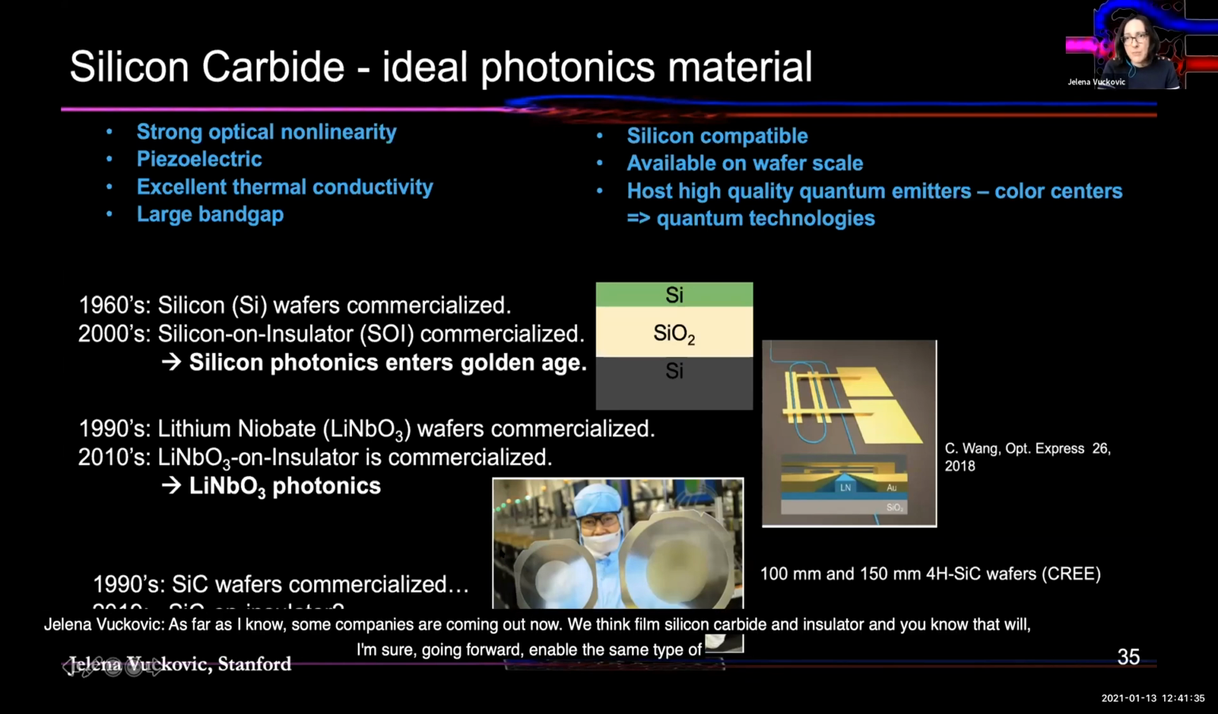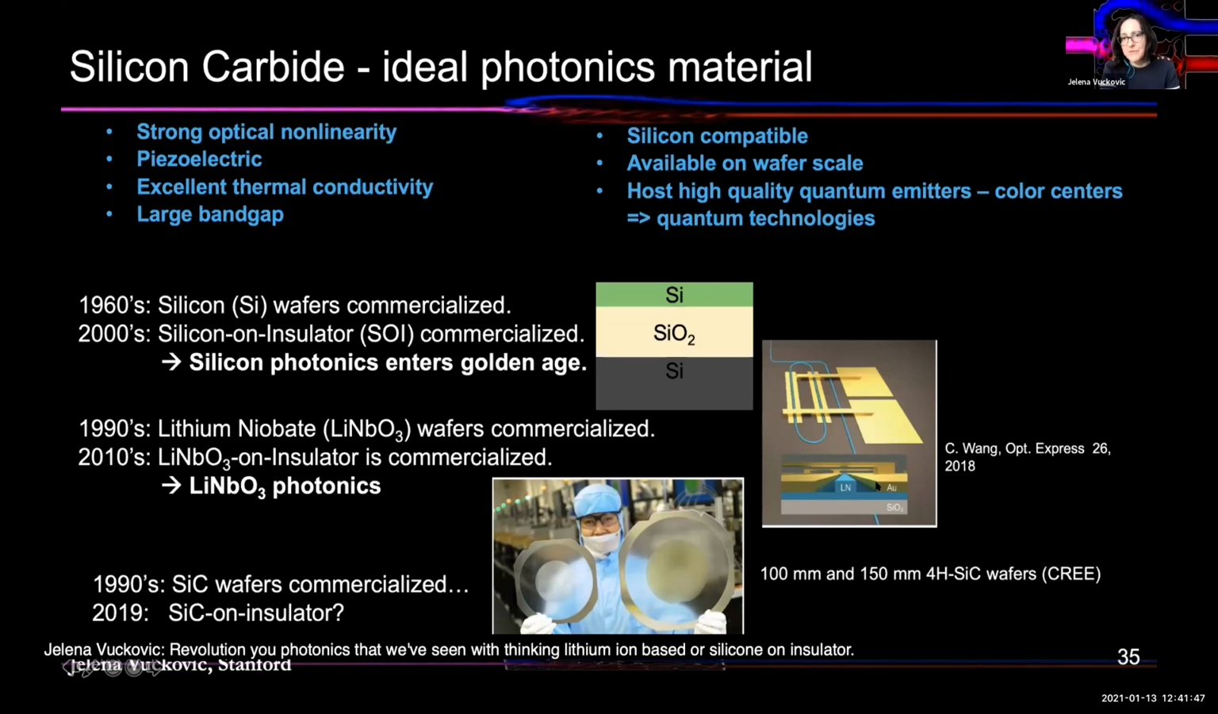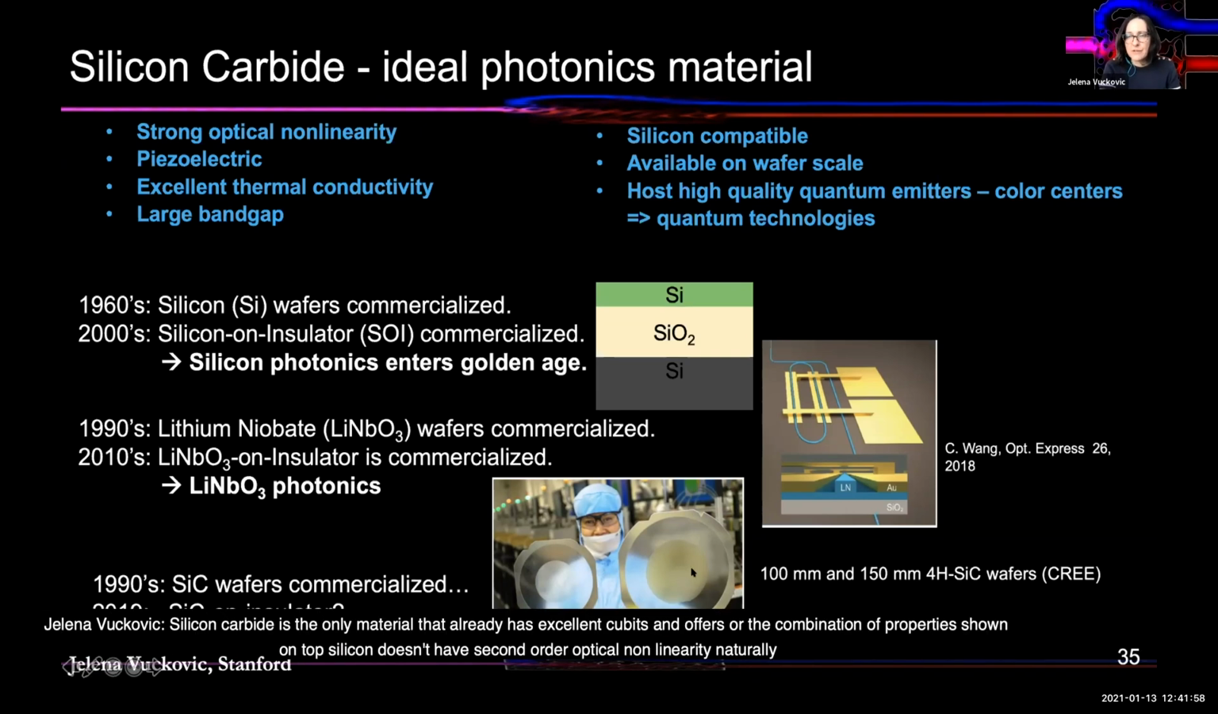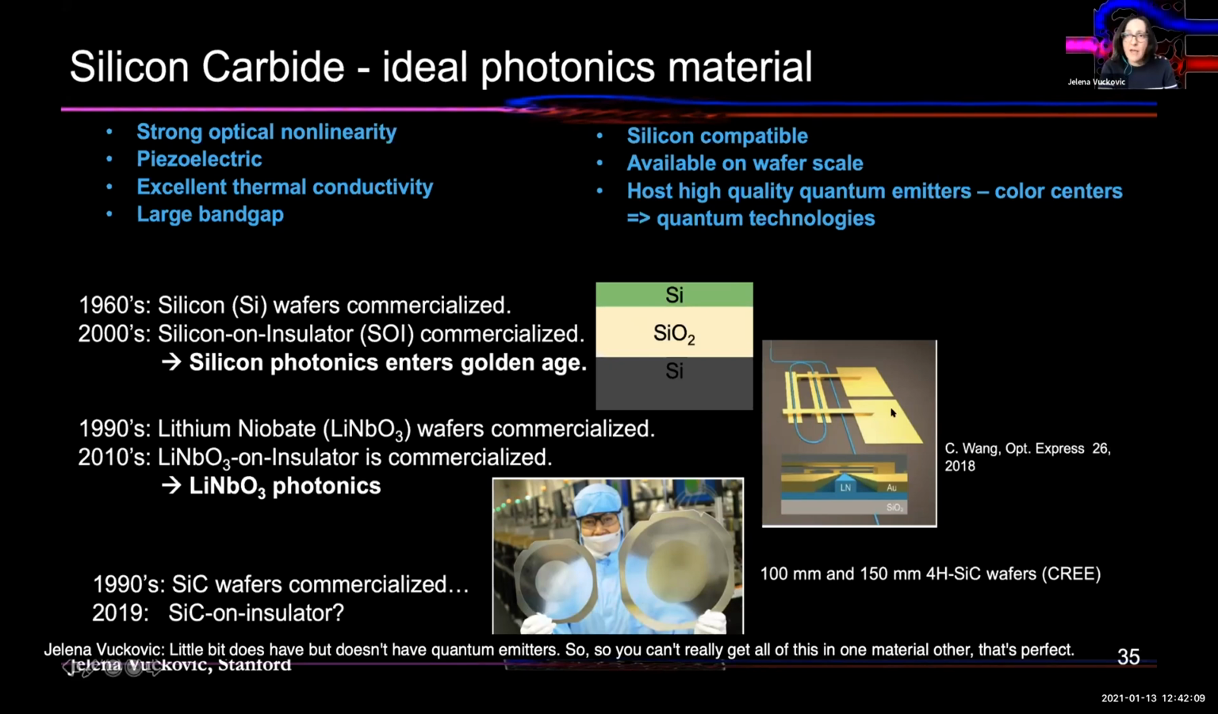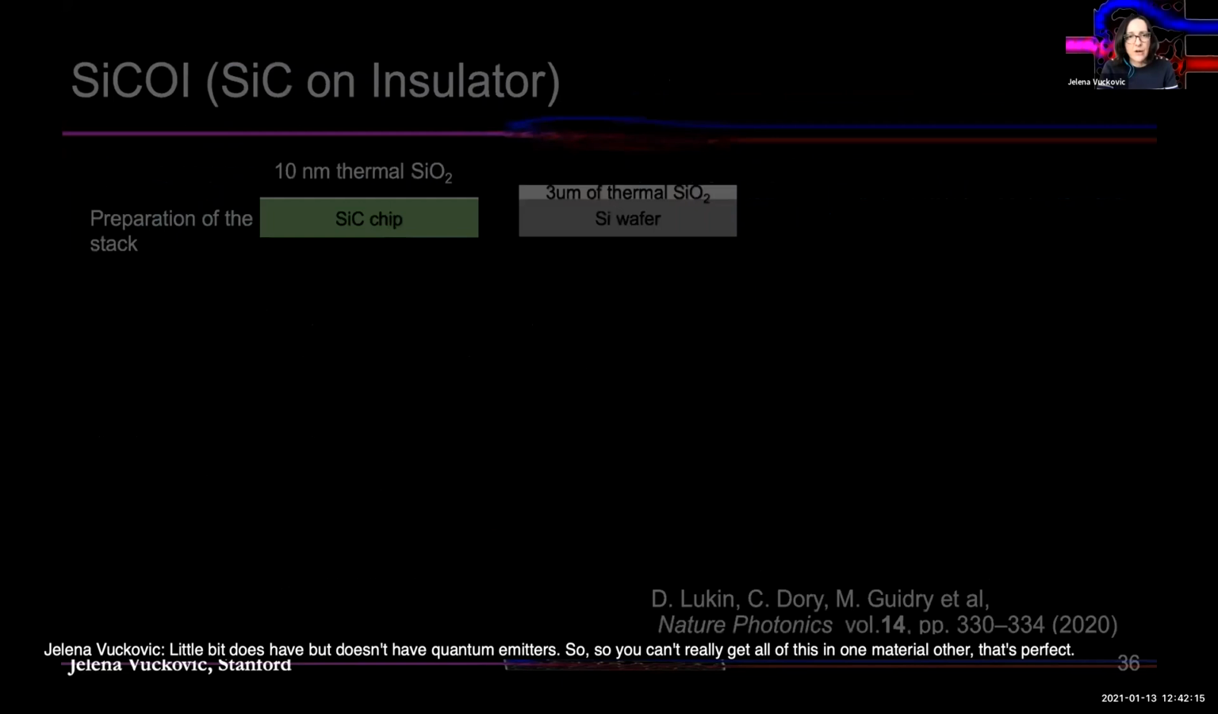But as far as I know, some companies are coming out now with thin film silicon carbide on insulator. And that will, I'm sure, going forward, enable the same type of revolution in photonics that we've seen with thin film lithium niobate or silicon on insulator. And in particular, as opposed to silicon on insulator or thin film lithium niobate, silicon carbide is the only material that already has excellent qubits and offers all the combination of properties shown on top. Silicon doesn't have second order optical nonlinearity naturally. Lithium niobate does have, but doesn't have quantum emitters. So you can't really get all of this in one material other than silicon carbide.